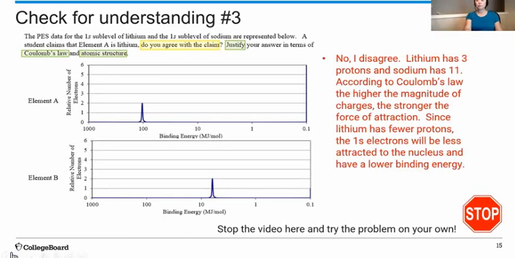So in this case, you should not agree with this student. Lithium has 3 protons and sodium has 11. And so according to Coulomb's law, the higher the magnitude of charge, the stronger the force of the attraction. And so since sodium has more protons, the 1s electrons for sodium will be more attracted to the nucleus, and lithium's will be less attracted to the nucleus and will have lower binding energy.